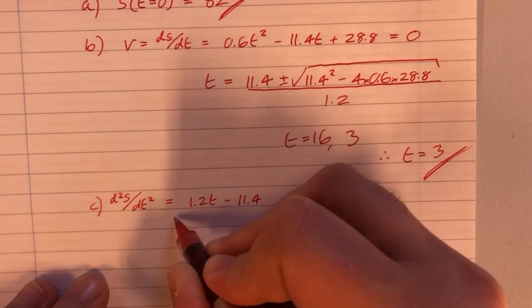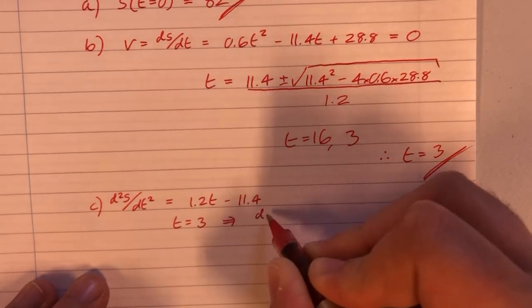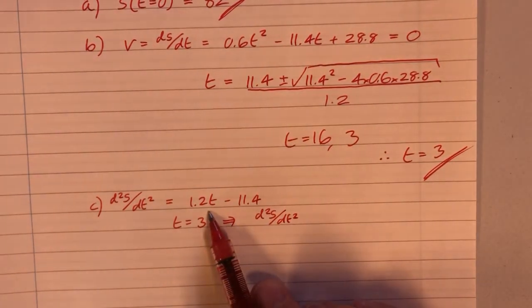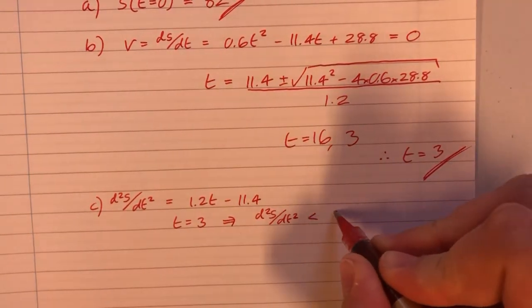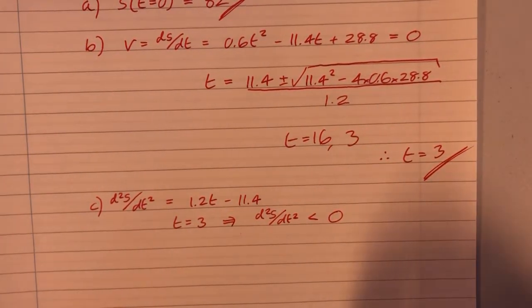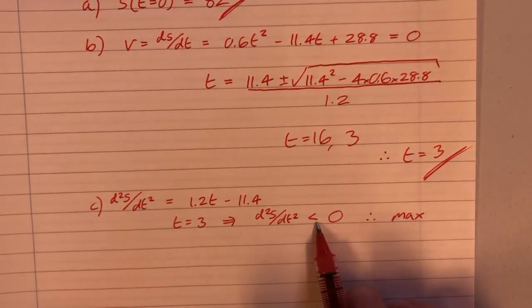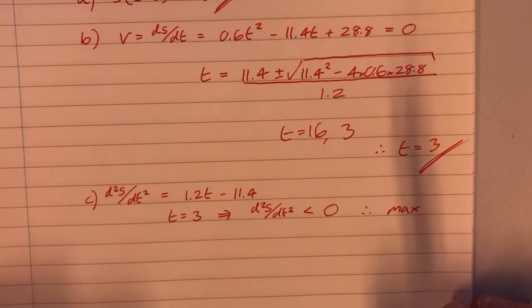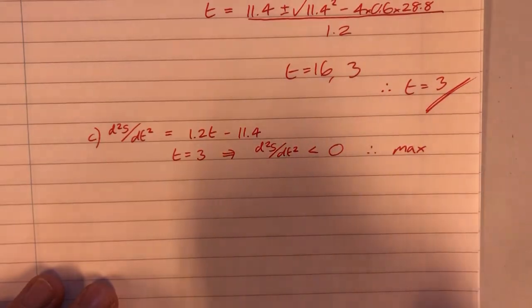And I'm going to find this value when t is 3. So this implies d2s by dt squared, if I plug in 3 into there, I'm going to get 3.6 minus 11.4. I don't really care what that is. The fact that it's negative is enough. Therefore, this is a local maximum. If the second derivative is negative at a stationary point, then it's a local maximum. Check out some pure videos for more details on that. I also know that it goes through 0 on my vertical axis.